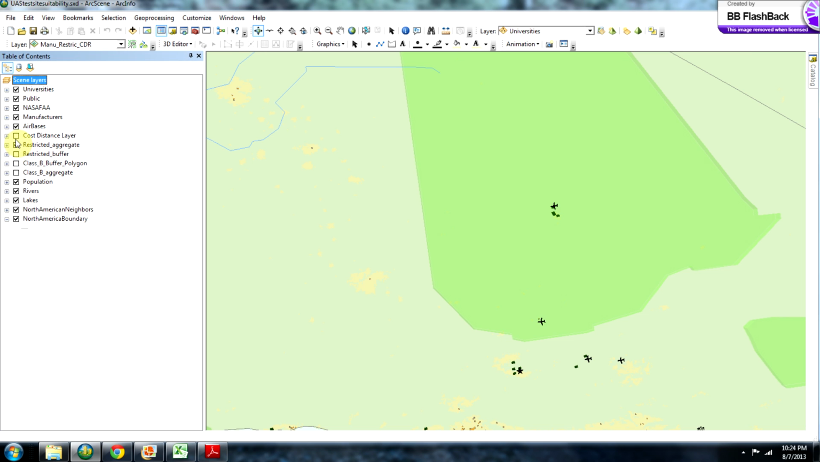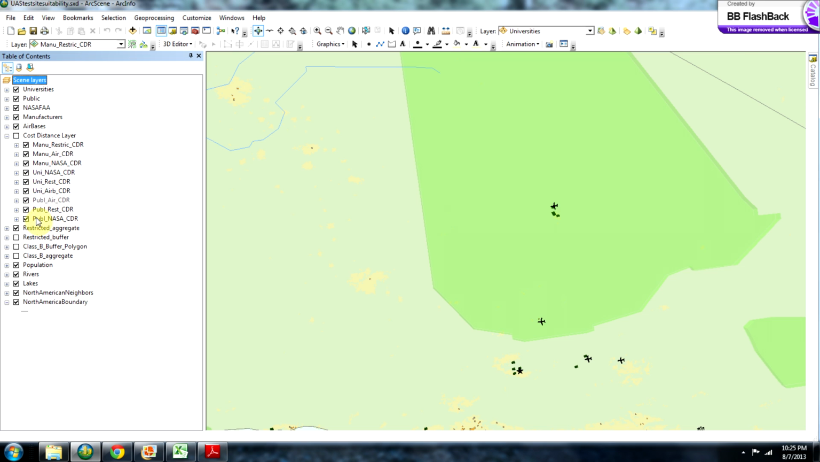And when I created, if I open this up over here, you can see these are cost distance, which are interpolated from or made from corridors. And what I've done is I've made these corridors between, for example, manufacturers and restricted airspace buffers, manufacturers and airbase buffers, manufacturer and NASA buffers, university and NASA buffers. So I created a matrix here between manufacturers, universities, and public stakeholders, and the restricted airspace, the air bases, and NASA test sites.